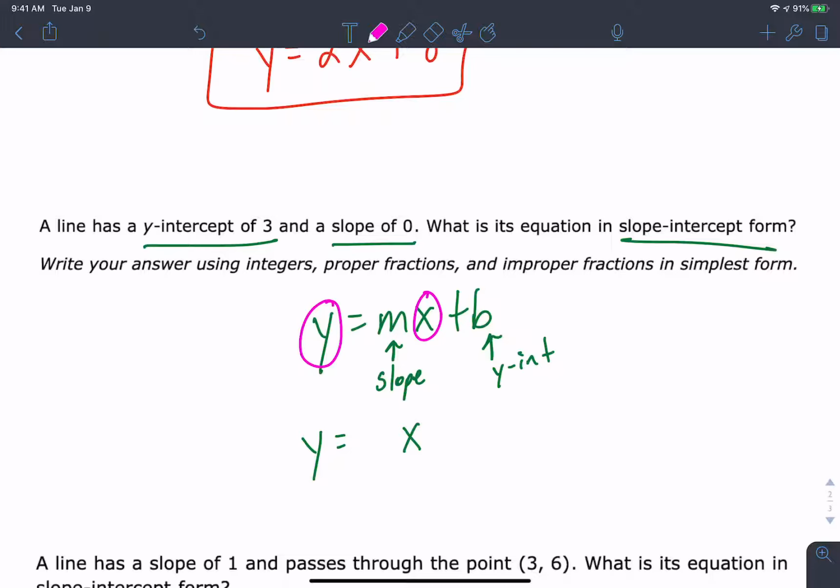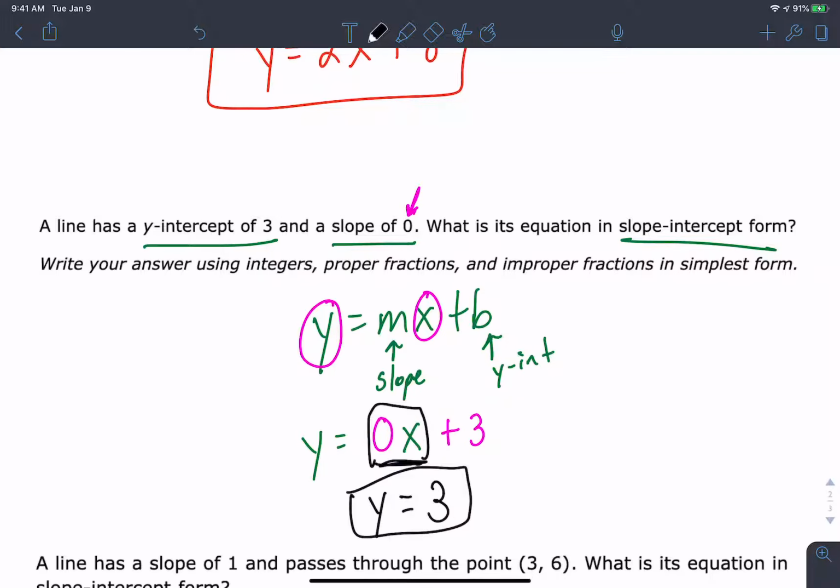All right, and now I'm going to plug in my slope. My slope is 0, so I'm going to plug in a 0 for my m. My b, my y-intercept, is positive 3. Well, 0 times x, that's just 0. Anything times 0 is just 0. So really that's irrelevant in this problem, and we would just have y equals 3. That would be our final answer.